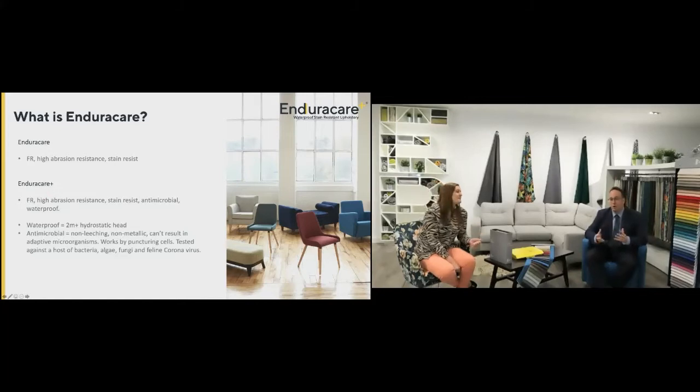And just remember that not all are in DuraCare Plus, and we'll go through the differences between the textures. Any of you that have worked with upholstery before, and I'm guessing if you're on this webinar you work with upholstery, know how difficult it is to get a really soft-handled velvet and get all of those extras at the same time. So we'll go through those.